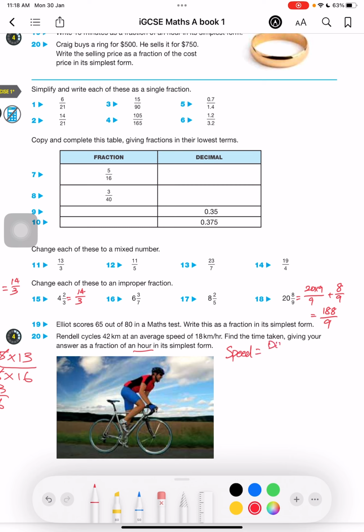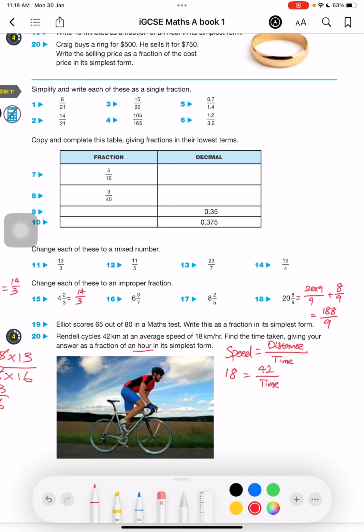So speed is distance divided by time taken. In this case, we are supposed to find the time taken. We know that the speed is 18 kilometers an hour, distance is 42 kilometers, and time is what we would like to find. Therefore, if we shift time to the left hand side, we will be able to find out the time.